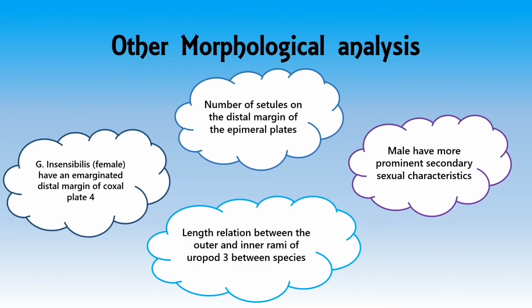Apart from that, other morphological analysis includes Gammarus insensibilis. In females, they have the marginated distal margin of the coxal plate. Then the number of setae on the distal margin of the epimeral plates can determine the morphological differences. The male of Gammarus species have more prominent secondary sexual characteristics compared to females. The length relation between the outer and inner rami of the uropod varies between the three species.